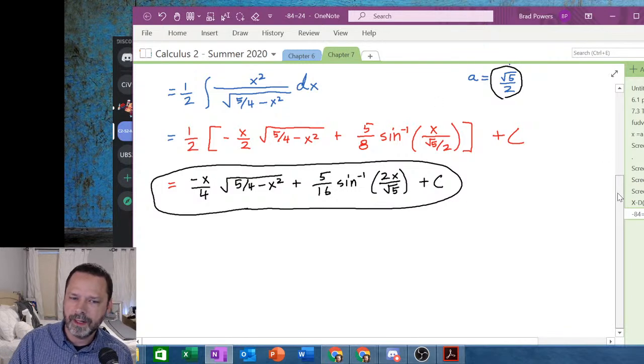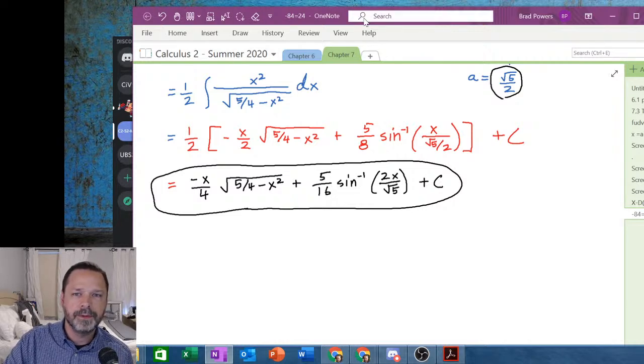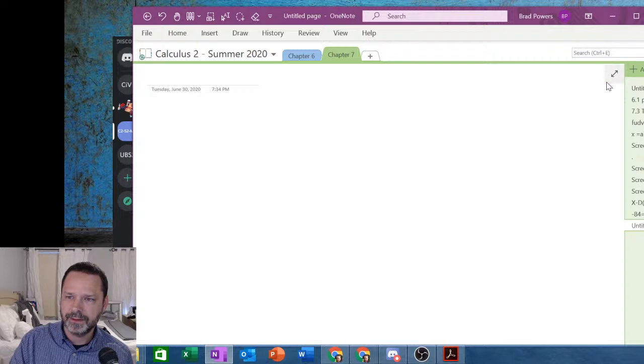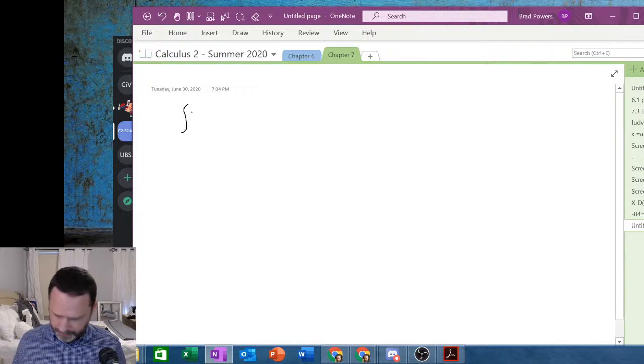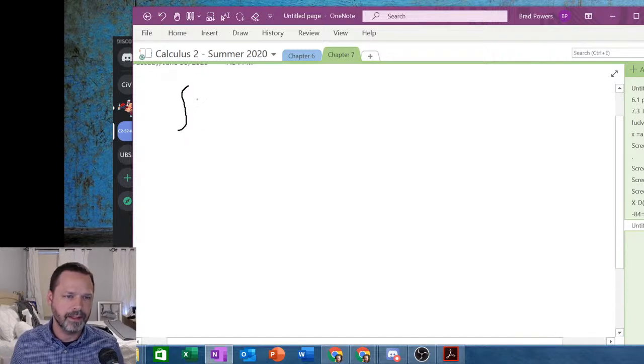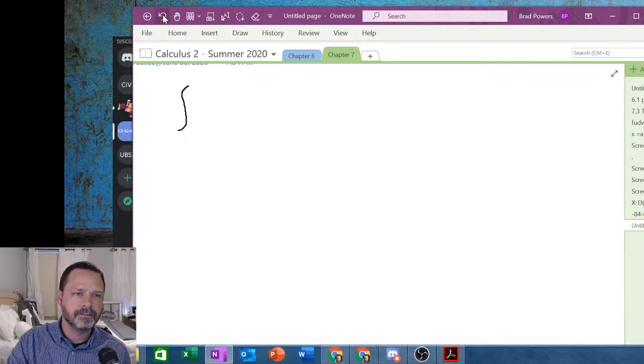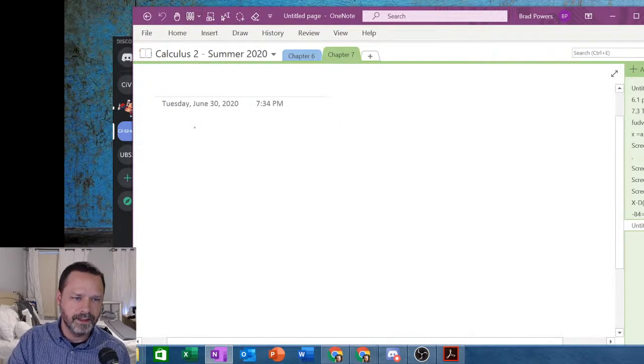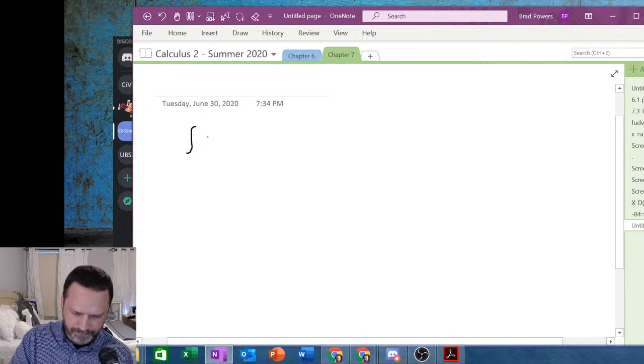Okay, I want to do one more example with you guys before I post this. I want a new page first. Add page. And that is this guy. I want to go ahead and do the integral. Oh, and I need to zoom in a little bit. There. The integral, there we go, of x cubed sine x dx.